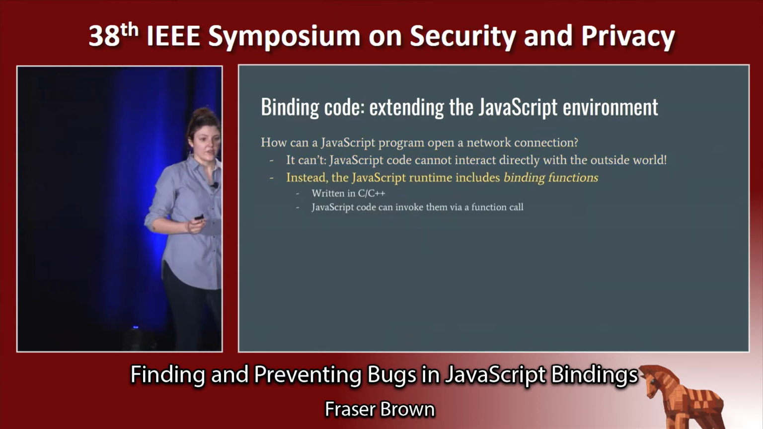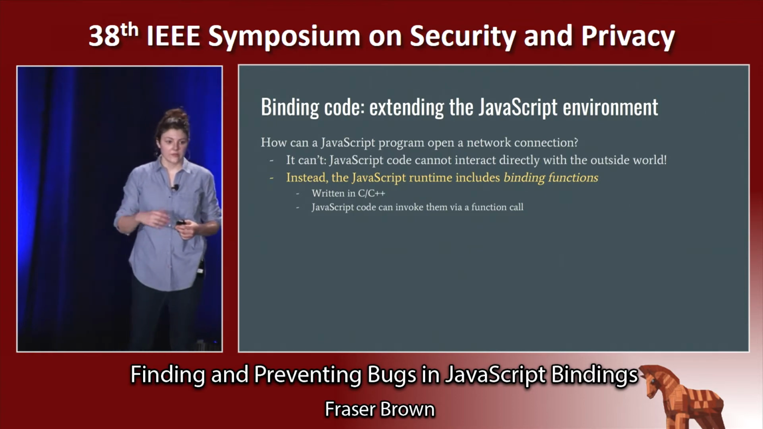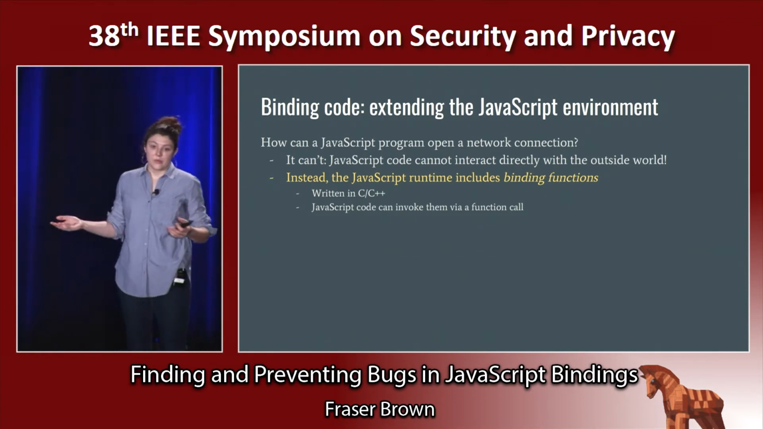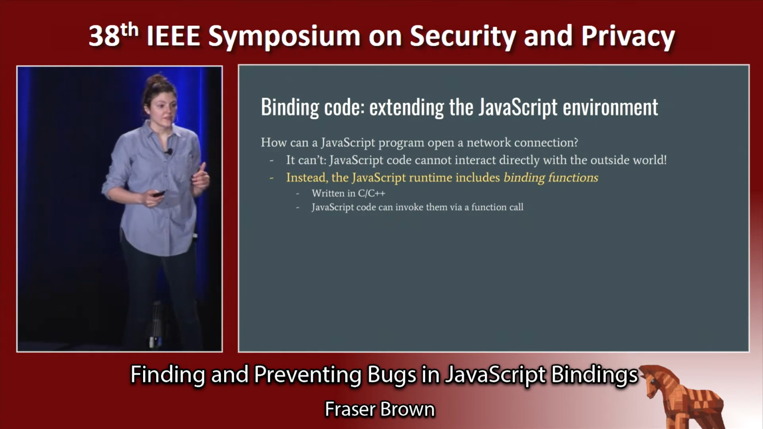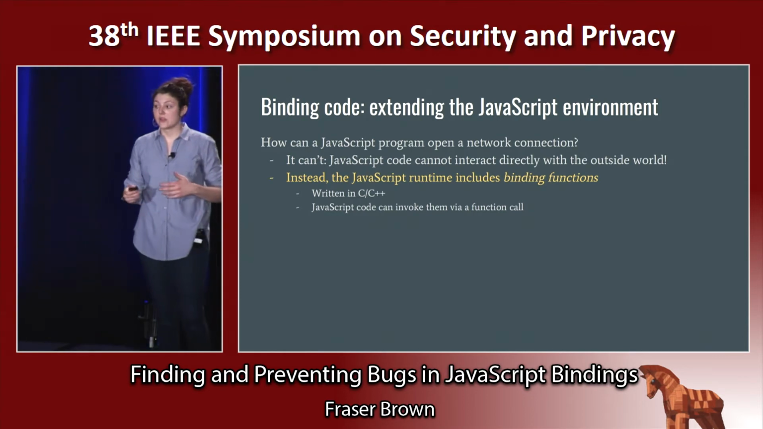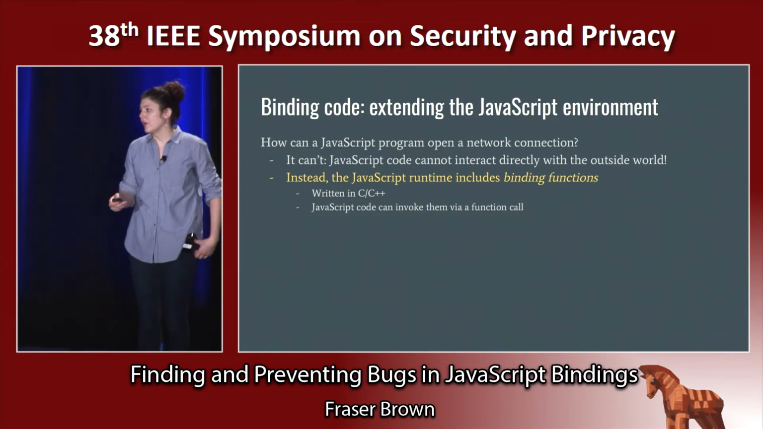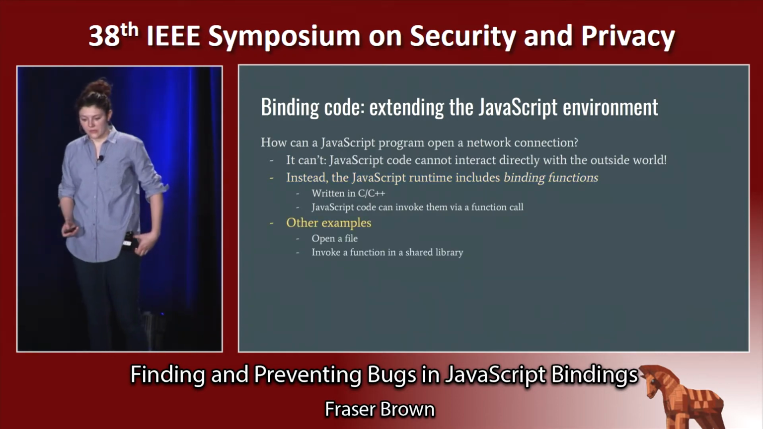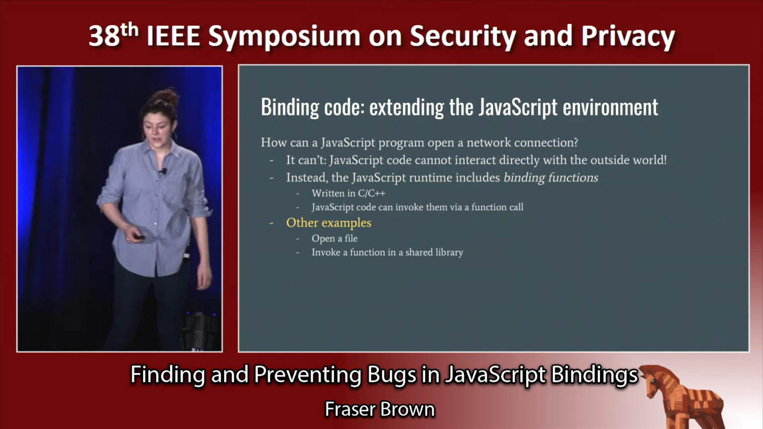And that's where binding code comes in. It's written in a lower level language, like C or C++, so it can open a network socket in the usual way. But we're able to call it directly from JavaScript via a normal JavaScript function call. And so that allows us to do everything from open up this network connection to open a file to invoke a function in a shared library.